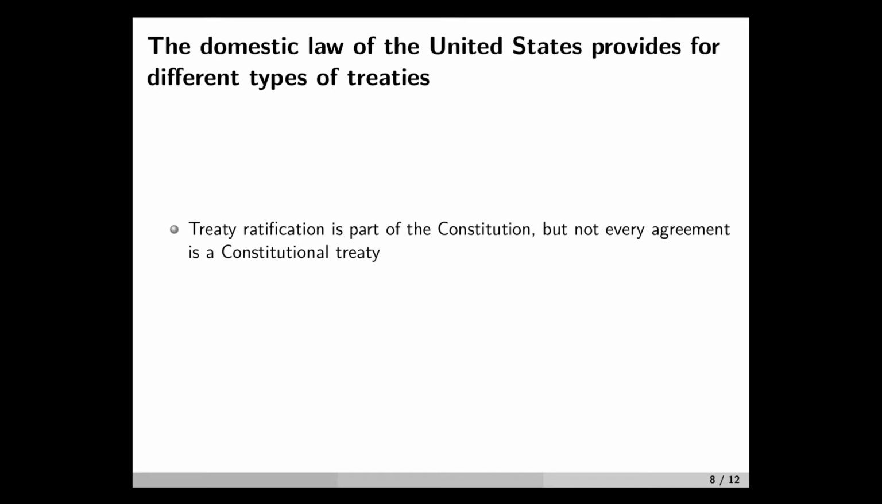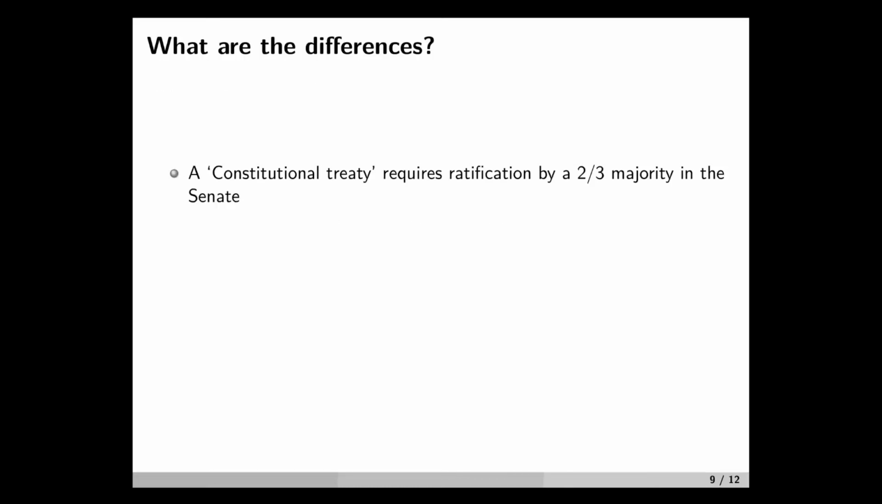That advice and consent constitutes a 2/3 majority. However, although treaty ratification is part of the Constitution, not every international agreement is a constitutional treaty. Most international agreements take the form of an executive agreement. In fact, estimates are as many as 95% of the treaties that the United States has executed are actually executive agreements. Now, what's the difference between these three categories?